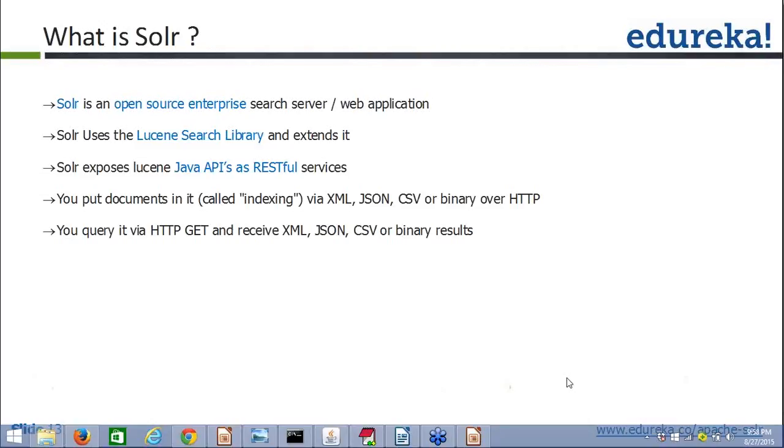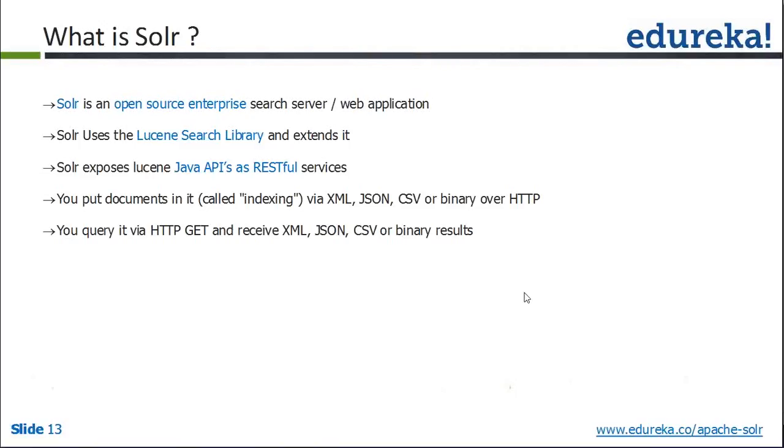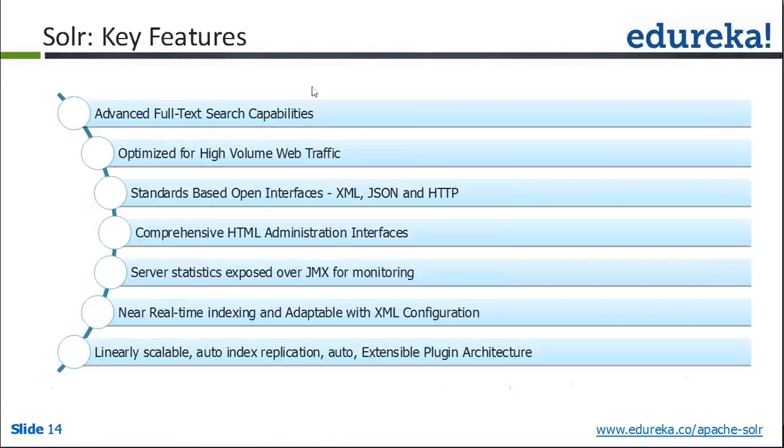So when you put in the document, the process is called indexing. You can push in the documents in the XML format, in the JSON format, in the CSV format, or you can send in the document binary over HTTP as well. And you can get the response in similar formats as well through your HTTP GET query. So these are a few of the key features.